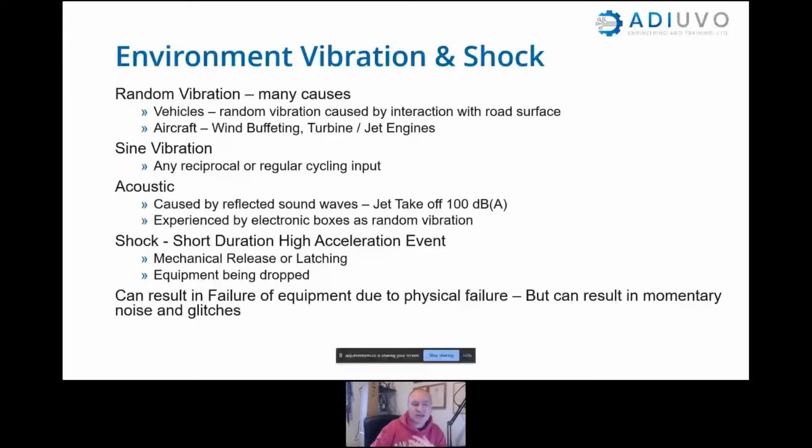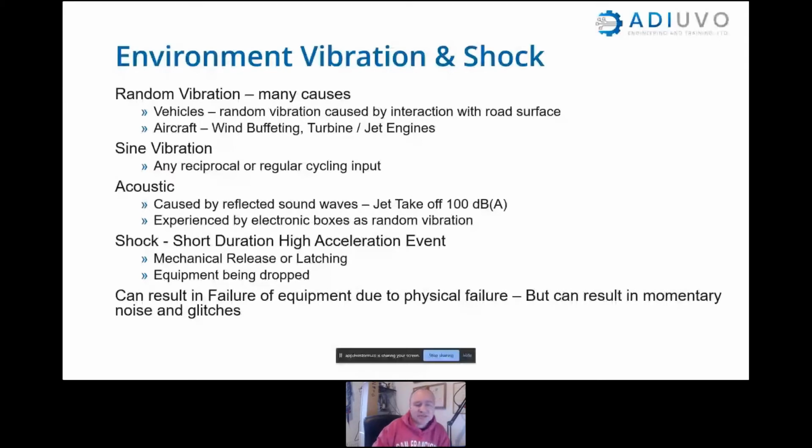Sinusoidal vibration comes from repeating sources such as engines, an example of that being a turbo pump, perhaps on a rocket launch. And we have sound and acoustic vibration, where a large sound, maybe from a jet engine, will emanate out from the system and reflect back onto the payload, back onto the platform, as it reflects off things. And we'll see that in our electronic boxes as vibration events.